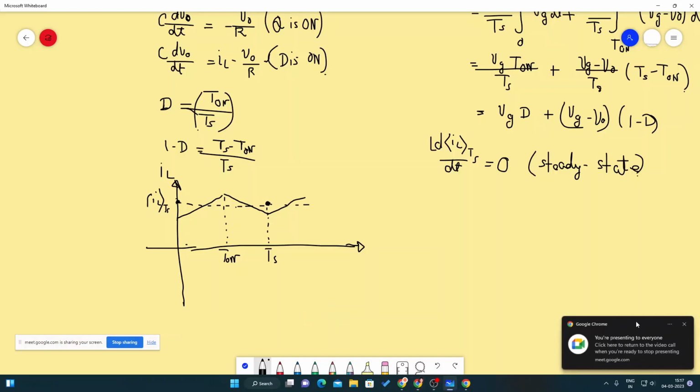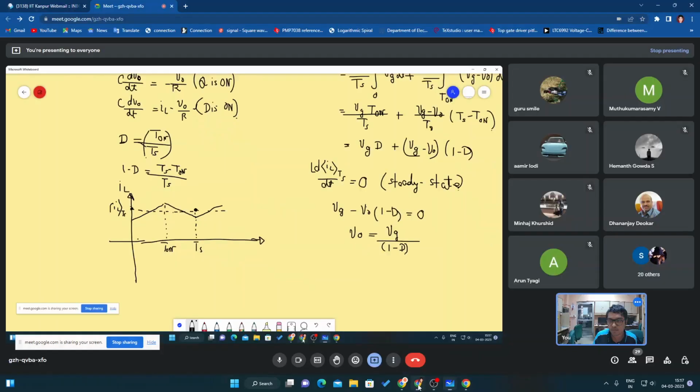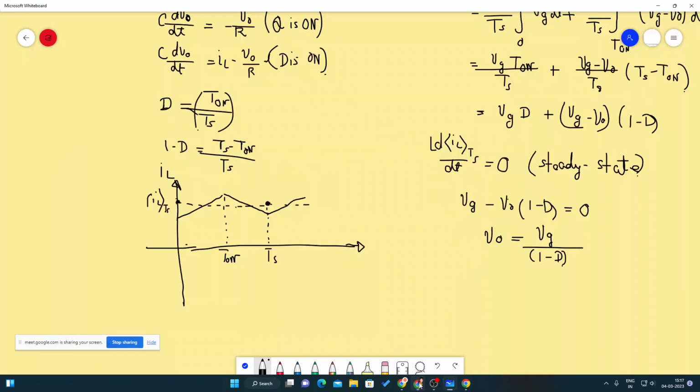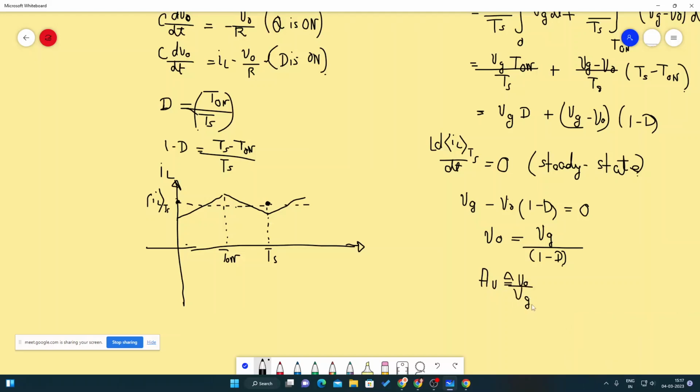Agreed? Yes. Okay. So what we can write? We can say Vg, so this we can simplify to be Vg D plus 1 minus D, it's cancelled out, minus V out 1 minus D equals 0. So V out is equal to Vg by 1 minus D. Is it clear? So the steady state gain, we write Av, that is defined as V out by Vg, is equal to 1 by 1 minus D.